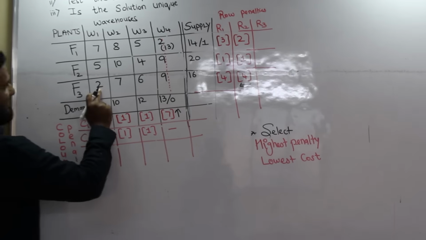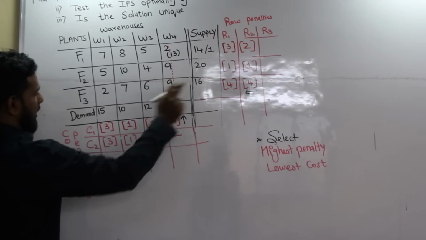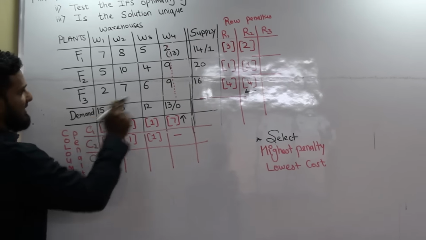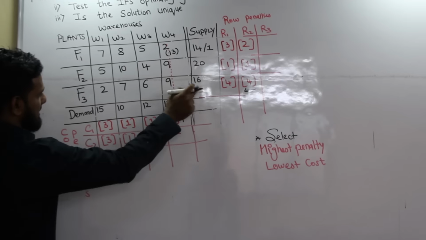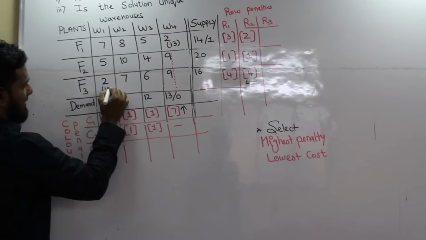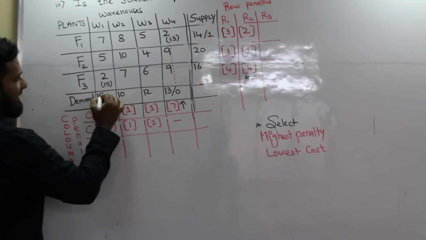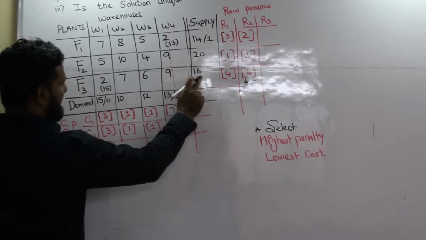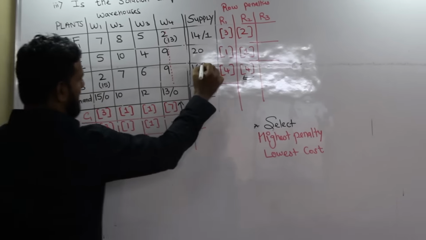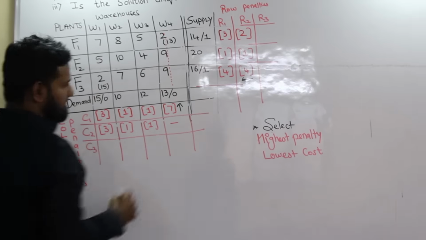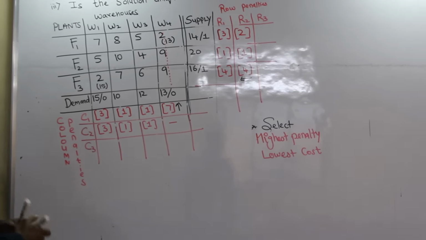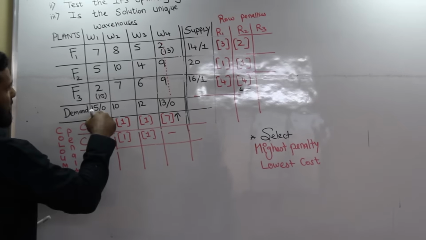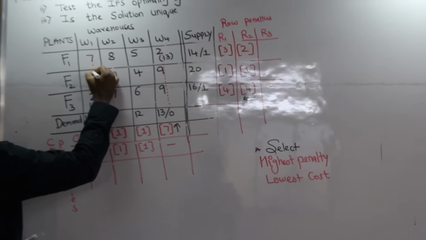अब इस 2 के पास supply है 16 और demand है 15. So which is the smaller number, 15 or 16? So you will allocate 15 over here, and 15 minus 15 will become 0, and then 16 minus 15 will become 1. As you can see, this column has become 0, so this gets eliminated.